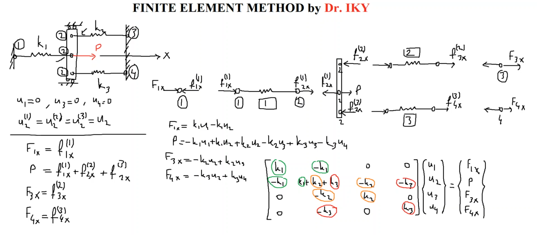So I'm going to write here maybe definition of the deformation for node 2 will be equal to P over K1 plus K2 plus K3.